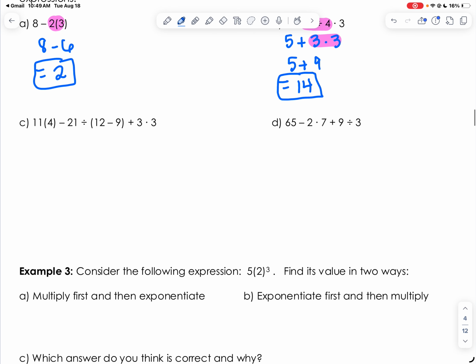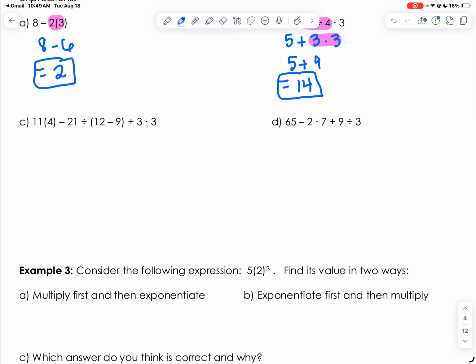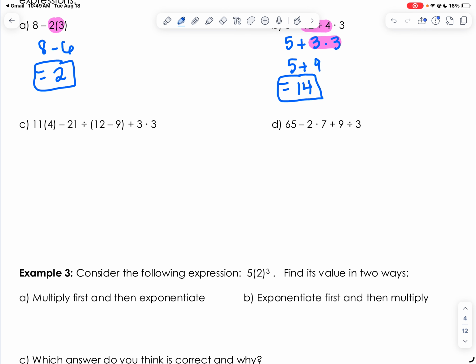All right, problem C. We have 11 times 4 minus 21 divided by the quantity 12 minus 9, plus 3 times 3. Now, hopefully you remember from previous grades that when you have parentheses or grouping symbols, you always want to perform that operation first. So let me highlight the operation we'll perform first. We know that 12 minus 9 is 3. So this would be 11 times 4 minus 21 divided by 3 plus 3 times 3.